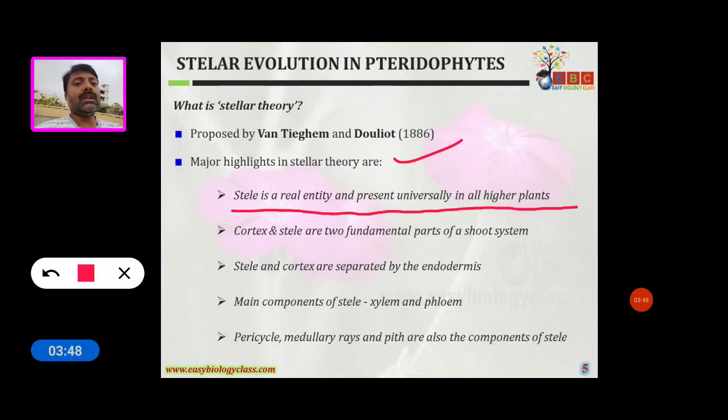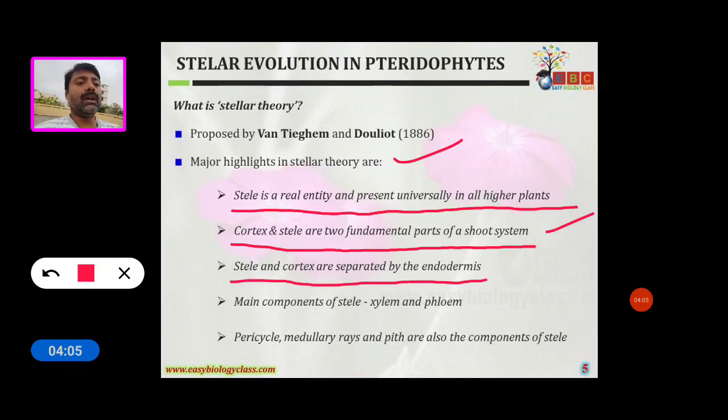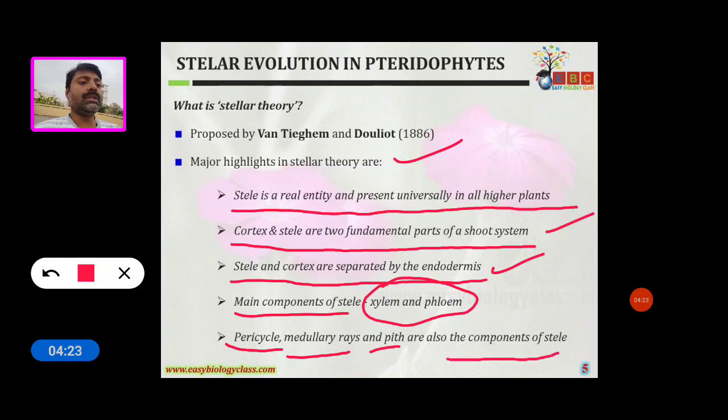Cortex and stele are the two fundamental parts of the shoot system. Stele and cortex are separated by the endodermis, and the main components of stele are xylem and phloem. Pericycle, medullary rays and pith are also components of stele.